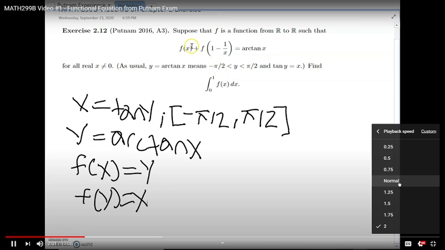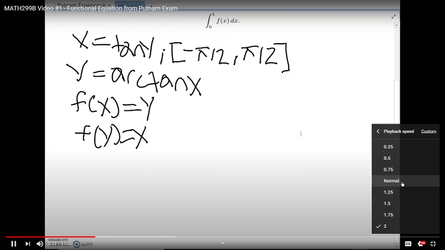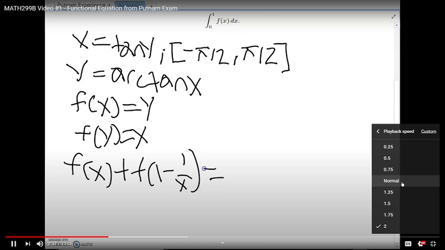So with this question, it gave us f of x plus f of 1 minus 1 over x is equal to arctan x. So what I'm going to do now is I'm just going to rewrite that equation right there. So looking at this, I would like to get f of x by itself. So I'm going to subtract this expression right here on both sides.